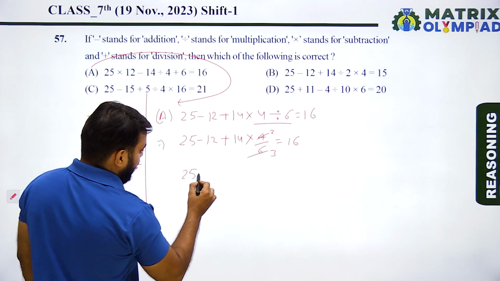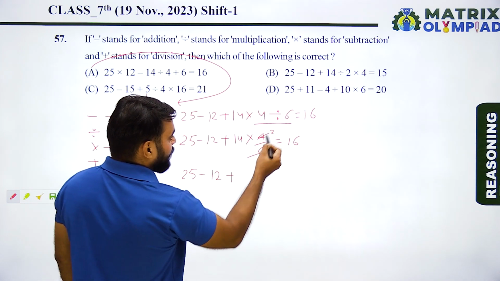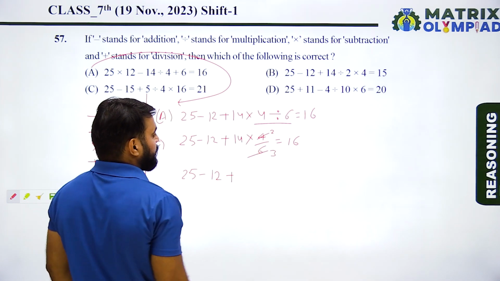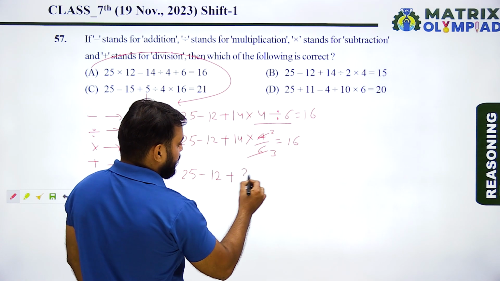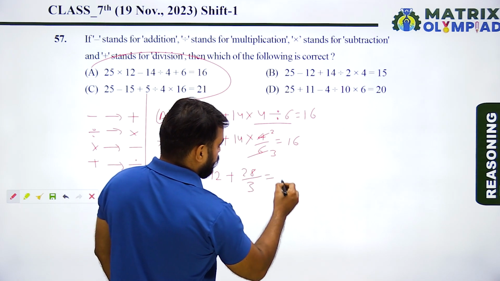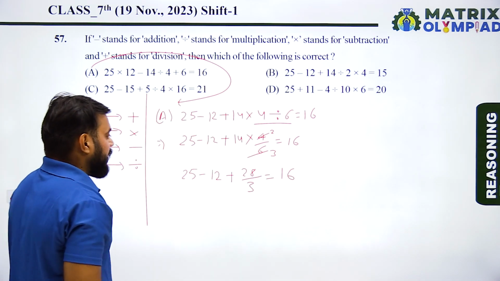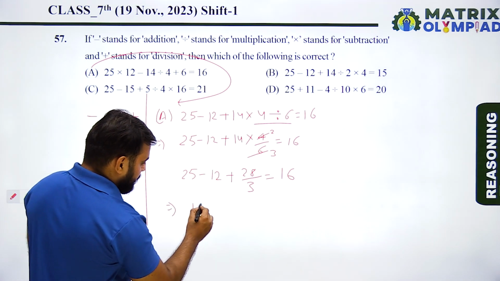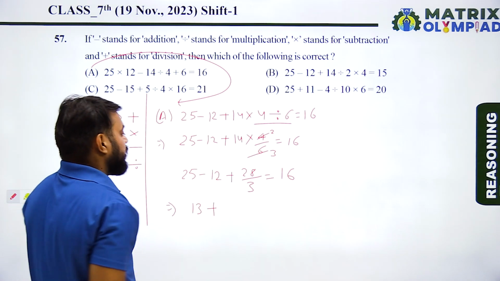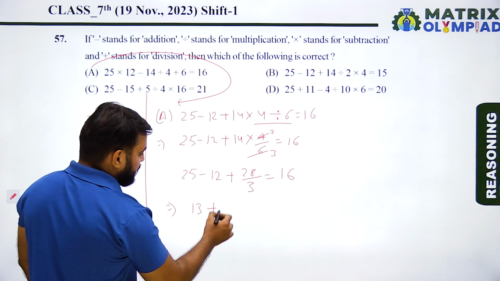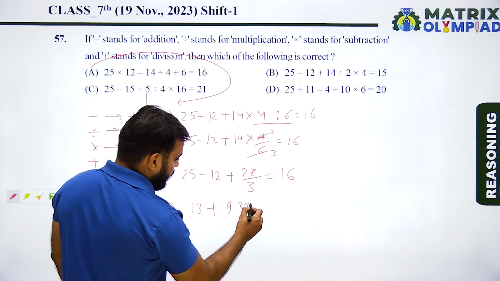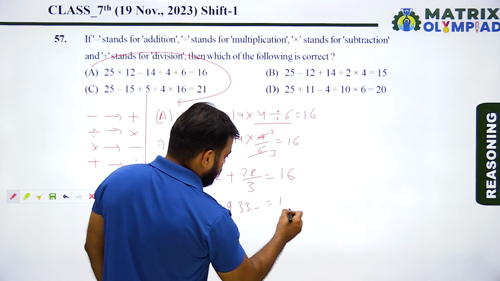So 25 minus 12 plus 14 multiply by 2. 14 multiply by 2, it means 28 divided by 3 is equals to 16. 25 minus 12, it means 13. 13 plus 28 divided by 3, it means 9.33333 is equals to 16.